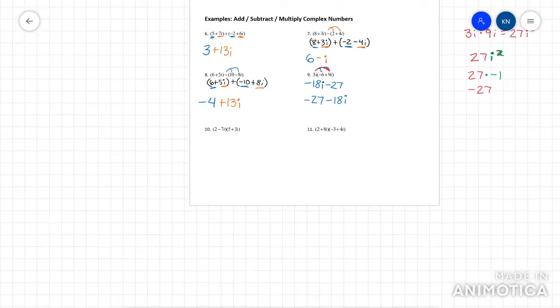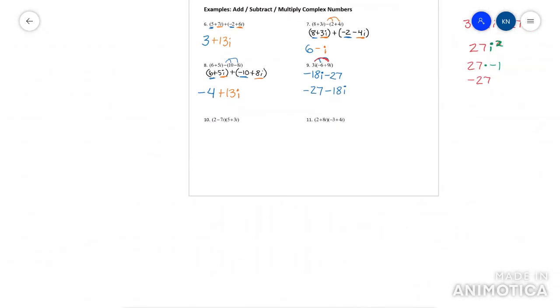All right, now where they get a little more tricky is when you have to run FOIL, or the box method, in terms of multiplying a binomial times a binomial. So I'm going to run FOIL on this problem. FOIL is first, 2 times 5 is 10. Then it's outside, 2 times 3i is 6i. Then it's inside, negative 7i times 5 is negative 35i. And then it's last, negative 7i times 3i is negative 21i squared.